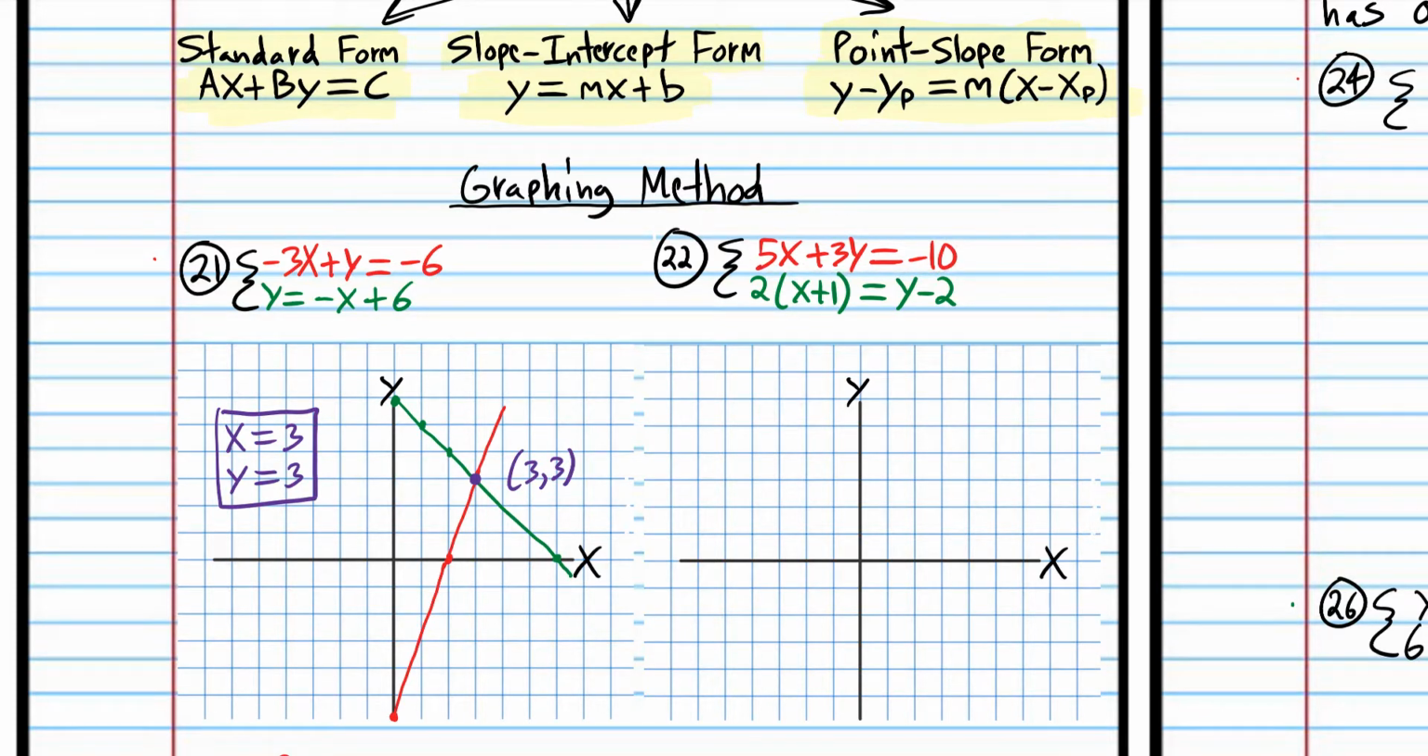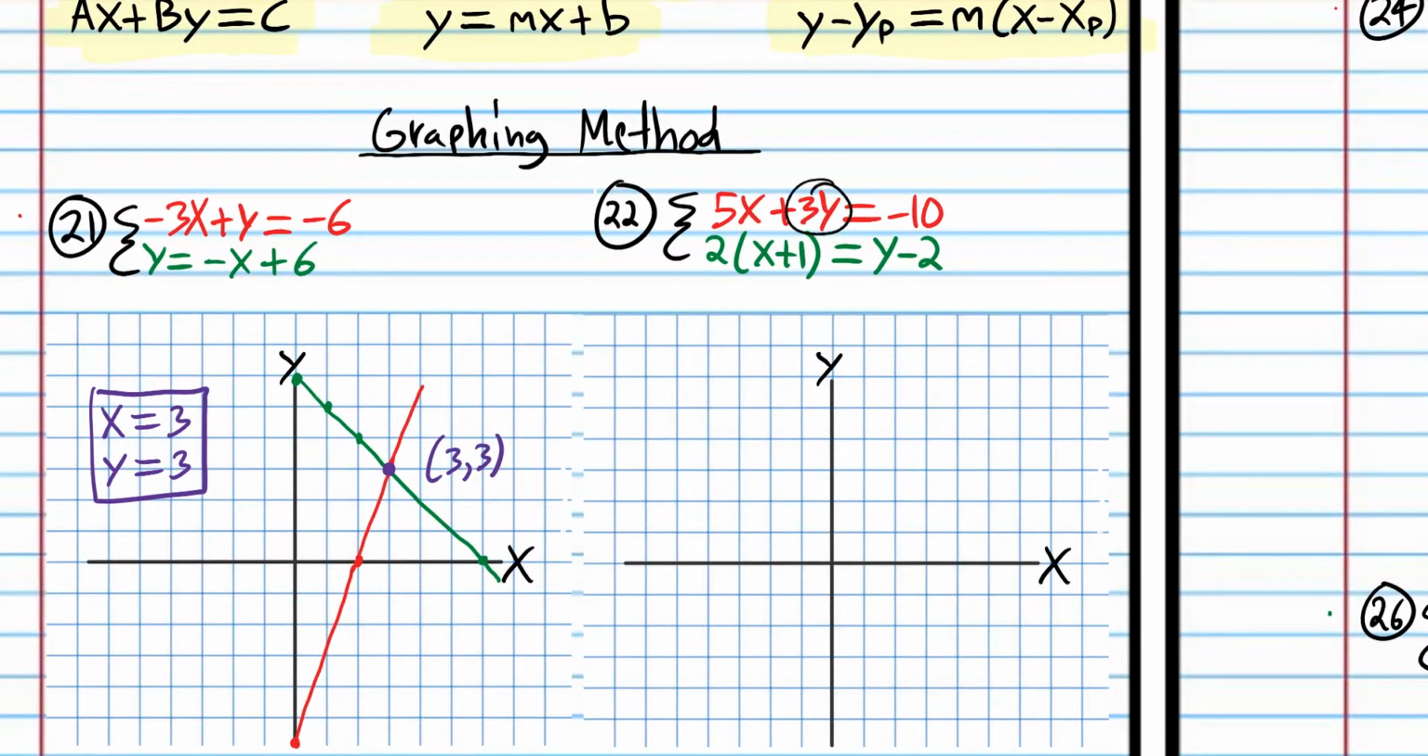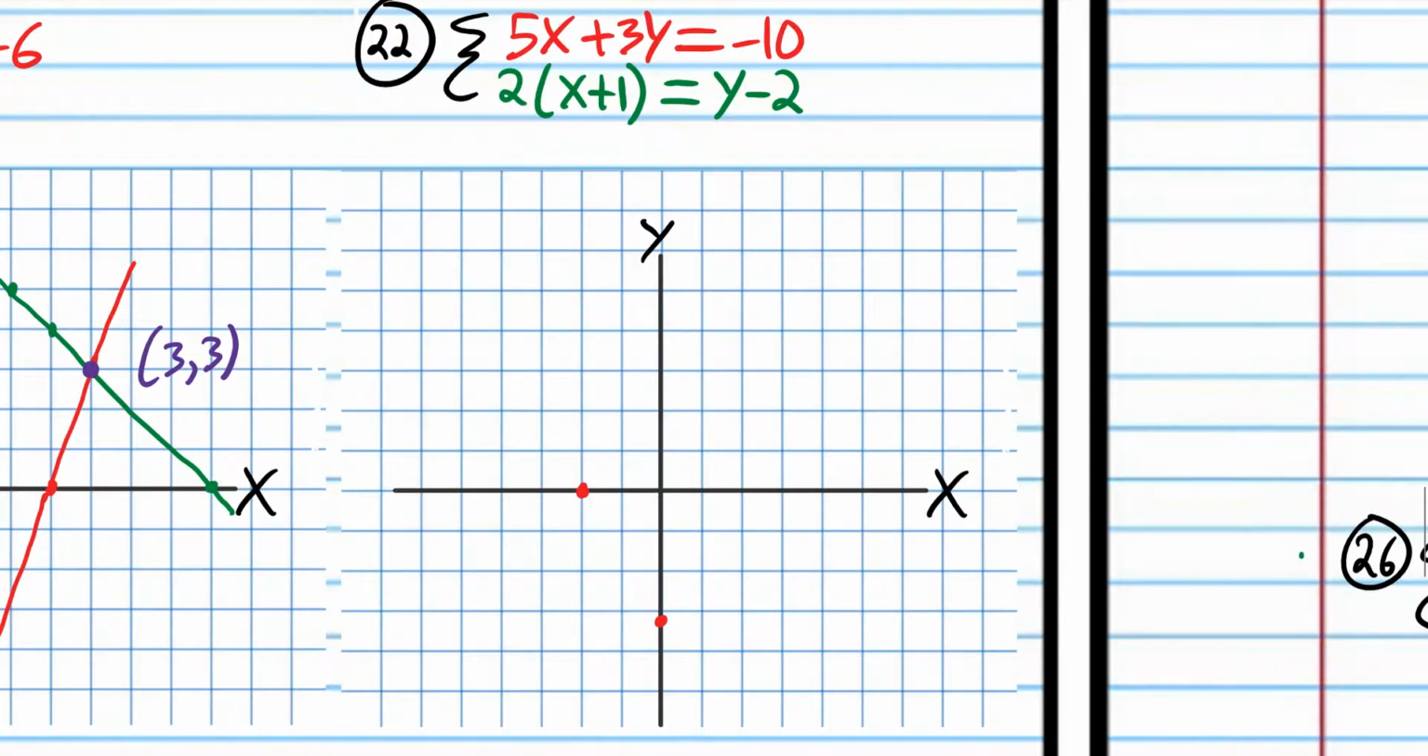Let's let y equal 0. If y equals 0, then this goes to 0, and we solve for x, and we get negative 2. So that's an x-intercept. And if we let x equal 0, then y is going to be equal to negative 10 thirds, which is negative 3 1/3. So that would be about down here, right here.